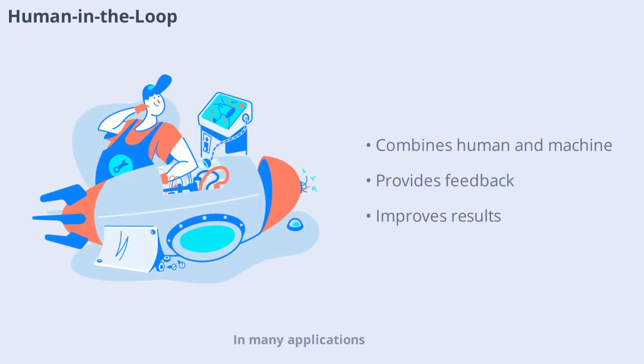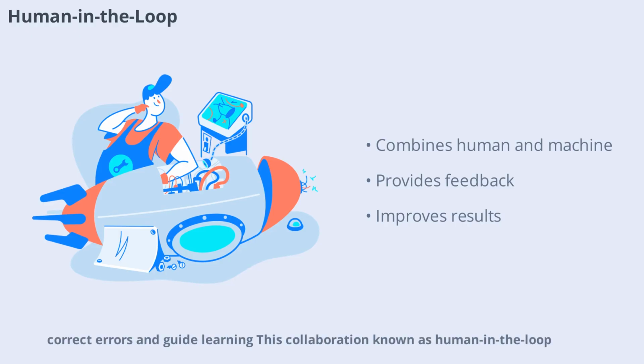In many applications, humans work alongside machine learning systems to provide feedback, correct errors, and guide learning. This collaboration, known as human-in-the-loop, combines the strengths of both people and machines for better outcomes.